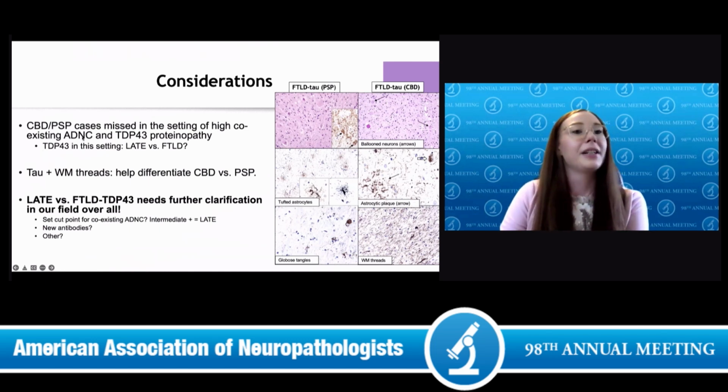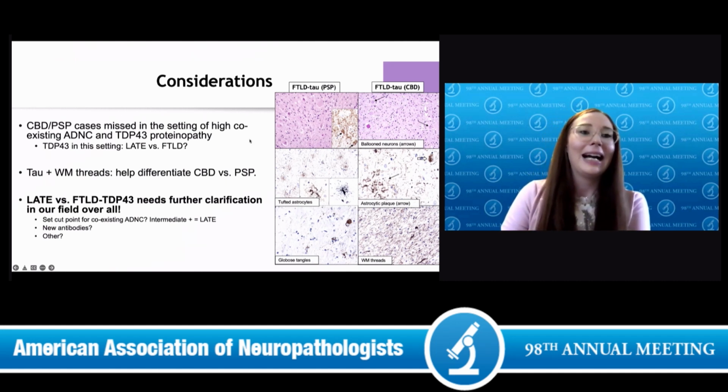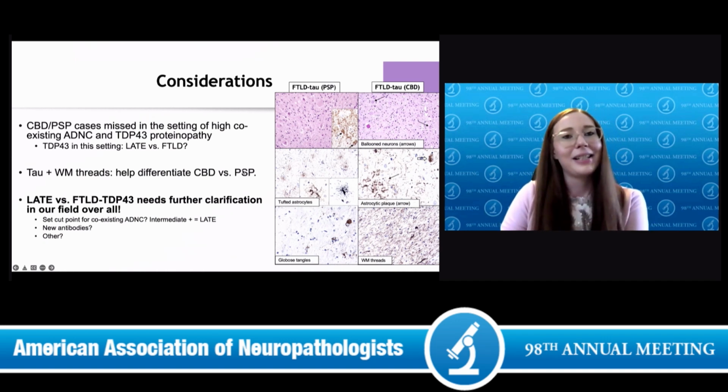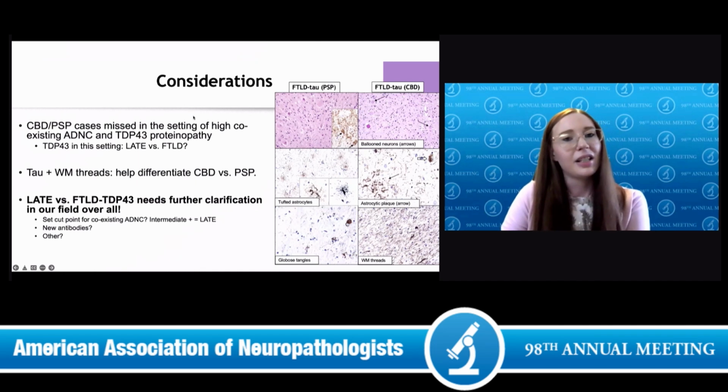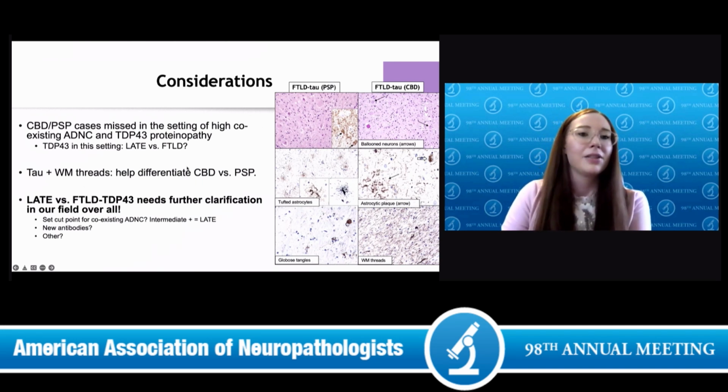So interestingly, CBD and PSP cases were missed by all of us, particularly in the setting of high coexisting Alzheimer's disease neuropathologic change and coexisting TDP-43 proteinopathy, which is interesting. This also raises the question, what do we call pathologic TDP in this particular setting? Is it LATE? Is it FTLD tau plus FTLD-TDP? Is it a different name? So just some food for thought.